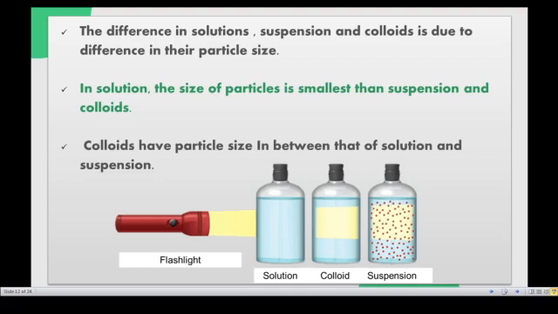In a solution the size of the particles is smallest compared to suspensions and colloids. Colloids have particle size in between that of a solution and a suspension. Look at that example, students. The flashlight passes through the solution, colloid and suspension. The solution will be transparent, the colloid translucent, and the suspension translucent or opaque.